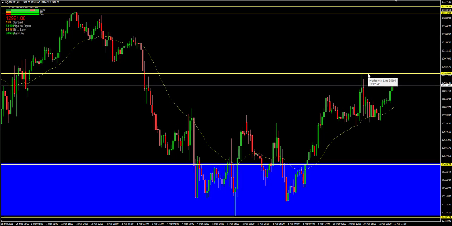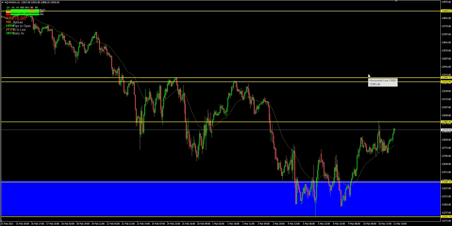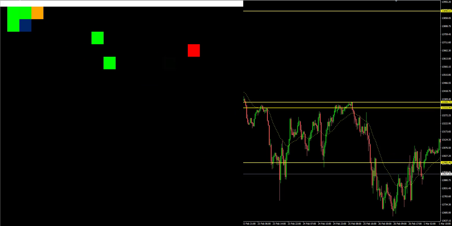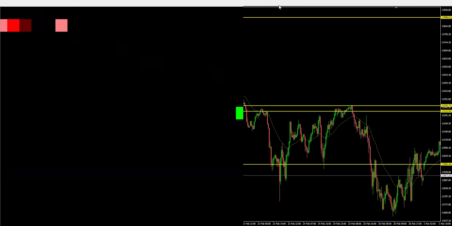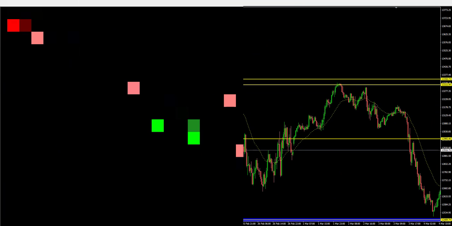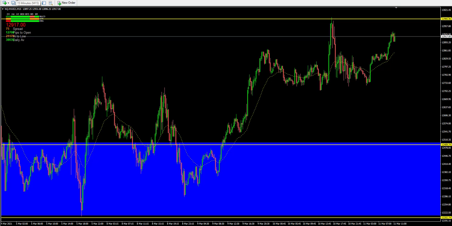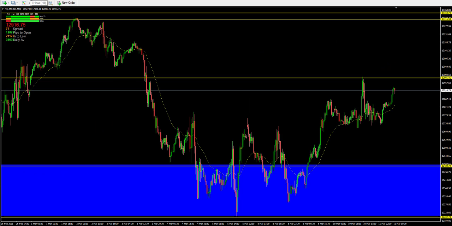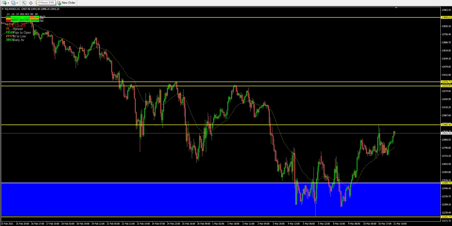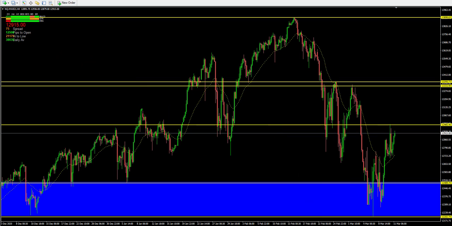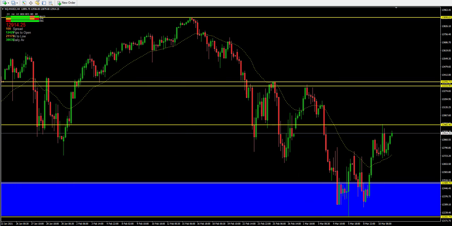Of course, this is acting as a resistance for the time being, but we are still in an uptrend. Prices on the short-term time frames are also above the 30 moving averages. This is the 1-hour chart. This is the 30-minute chart, 15 minutes and 5 minutes. So 30 minutes, 1 hour, 4 hour. We're above the moving averages.